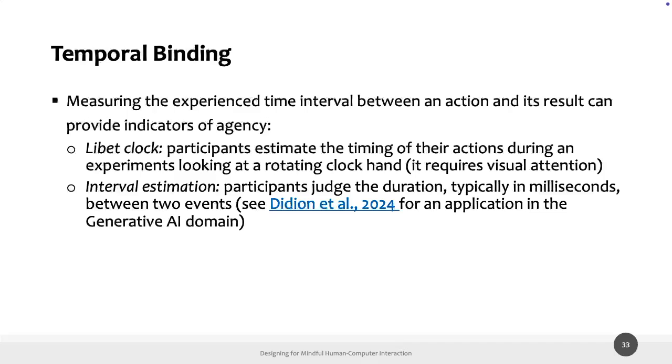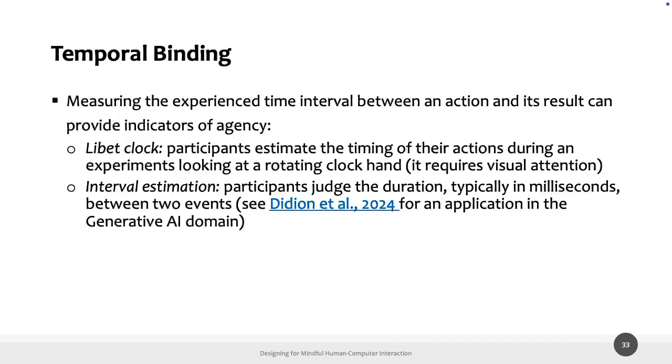So for temporal binding specifically, we can actually measure the time interval experienced by the user between an action and the result. And if this time interval is short, this means that the user feels in control of the action. There are two main strategies. One is the Libet clock. During an experiment with the Libet clock, participants estimate the timing of their actions looking at a rotating hand clock. But this, of course, requires visual attention.